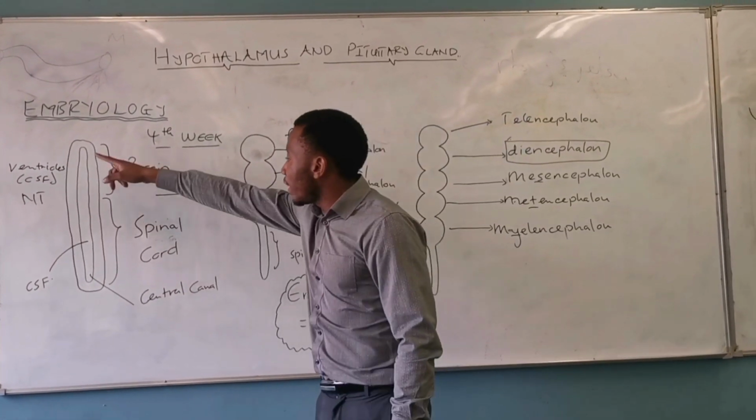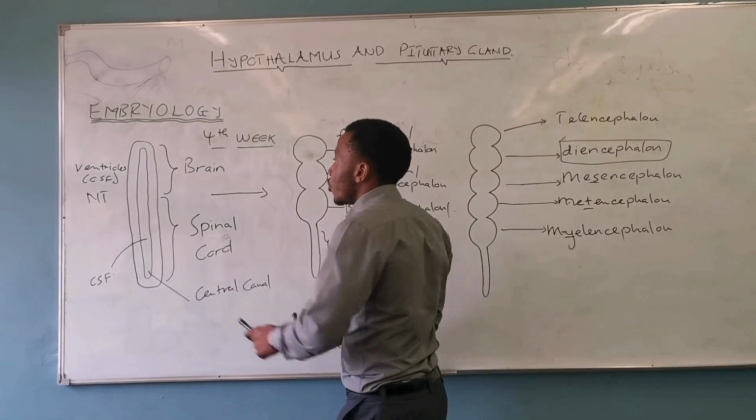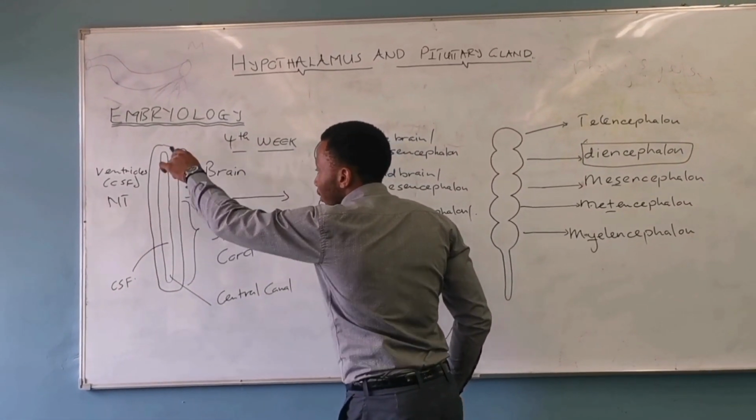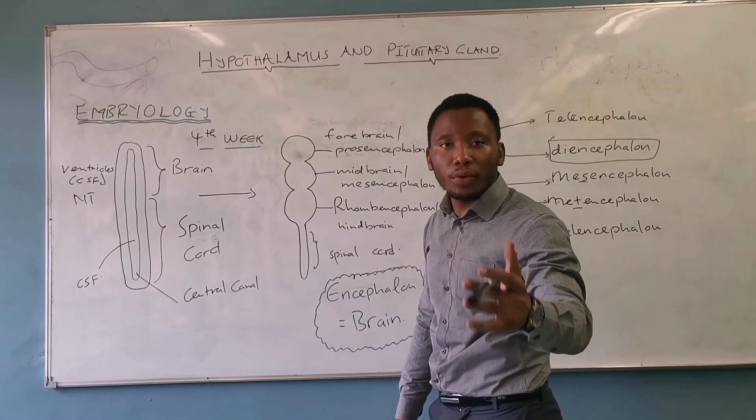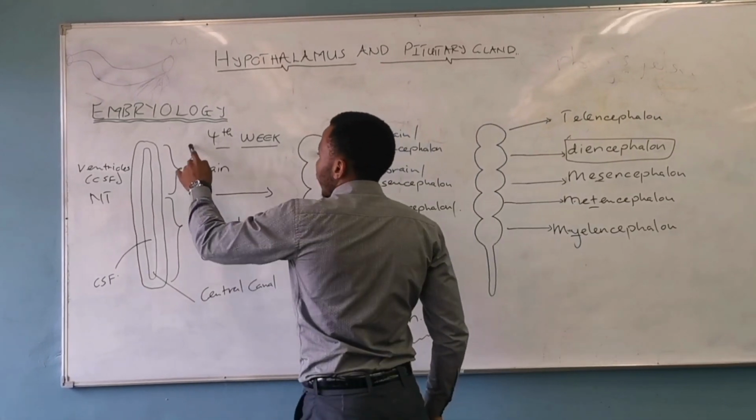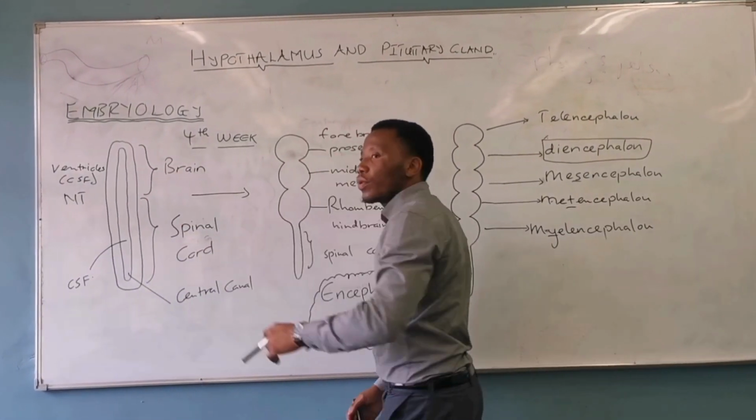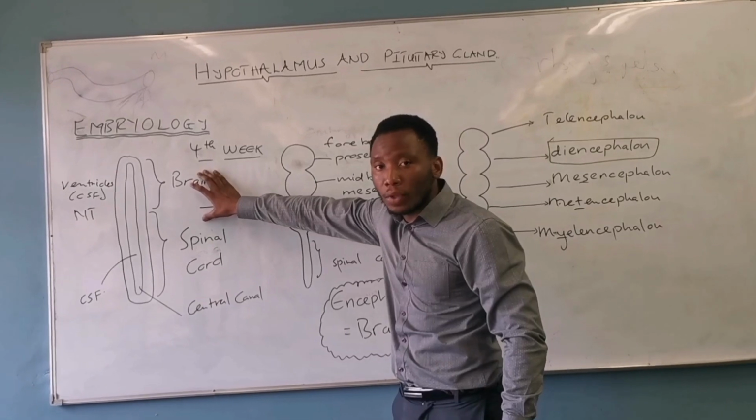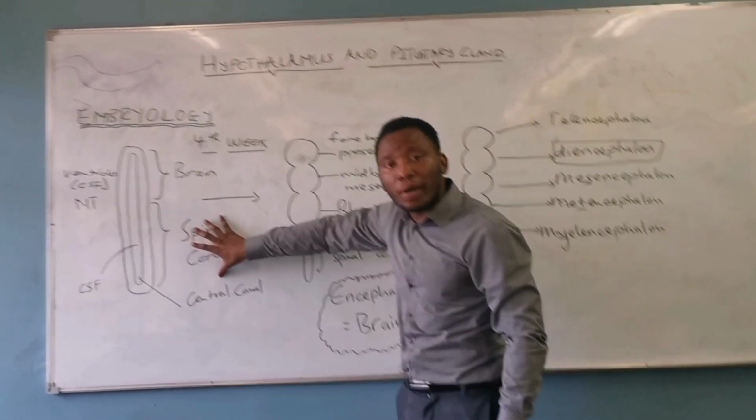All right, so we begin with the neural tube. There is a neural tube, central canal. The central canal will consist of your cerebrospinal fluid. We have the cephalic end of the neural tube, which will give rise to the brain. The caudal end gives rise to the spinal cord.